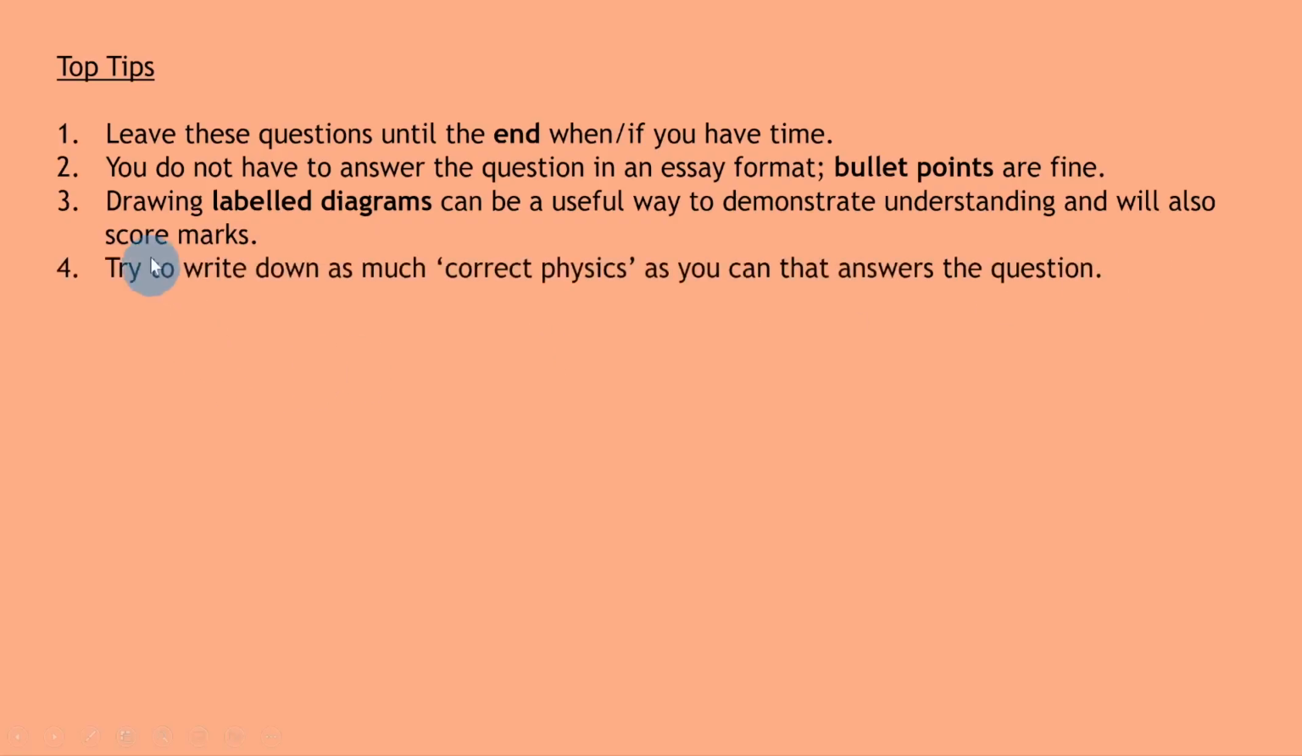The next top tip is to try to write down as much correct physics as you can that answers the question. Now this might sound a bit obvious, but remember we mentioned earlier that you want to try and avoid writing down incorrect physics statements and try and give as many correct physics statements as you can. And you also need to make sure they answer the question. So remember we talked about linking back to the question.